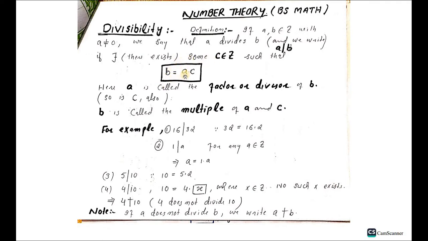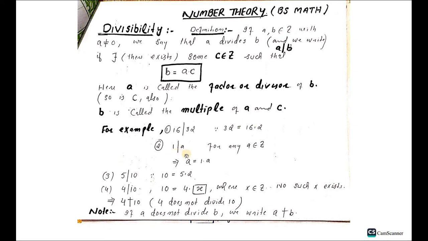Here this a is called the factor or divisor of b, so is c. This a is a divisor of b. Similarly, this c is also called a divisor of b. b is called the multiple of a and c. This b is a multiple of a and c. For example, 16 divides 32 because we can write 32 is equal to 16 into 2. This is b, this is a, this is c.